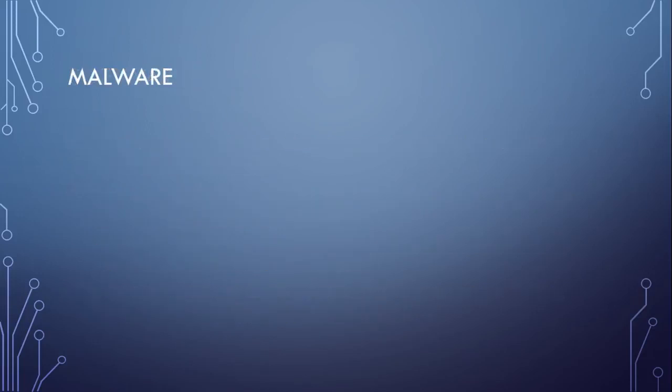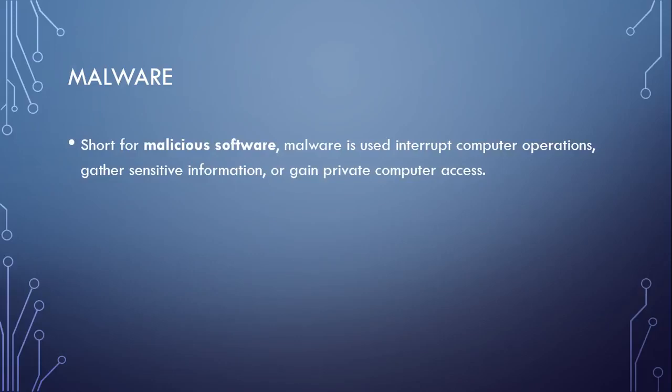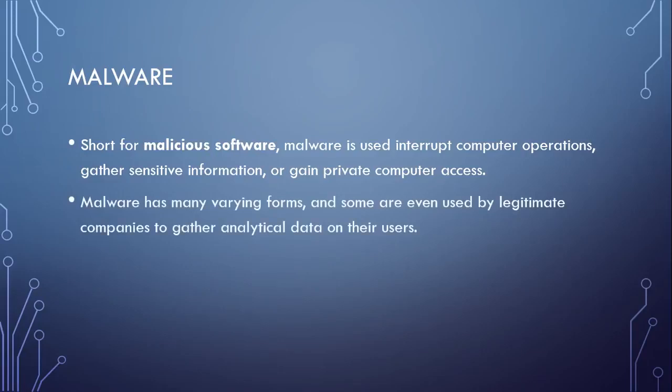All right, so let's jump into malware, which is malicious software. Malware is used to interrupt computer operations, gather sensitive information, or gain private computer access. Typically one of those three things. It's not everything, obviously, but typically one of those. Malware has many varying forms, and there are even some that are used by legitimate companies to gather analytical data, such as tracking cookies, which are a form of adware or spyware. Some of these things are legitimate, but they're not always that friendly.